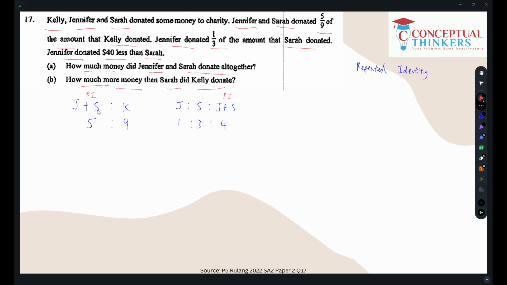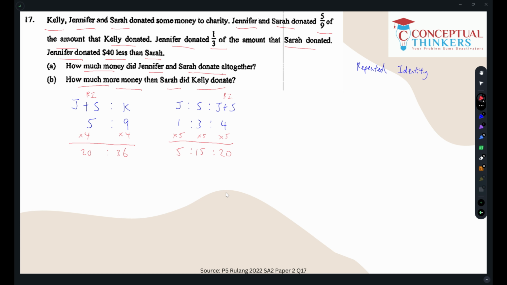So the technique to solve a repeated identity question is to make the repeated identity have the same number of units. So to do that, I will make this 5 become 20, then I make this 4 become 20. So basically, I'm looking at the lowest common multiple. So I'm going to multiply by 4. So this will give me 20:36. Then here I multiply by 5. So I'm going to get 5:15:20.